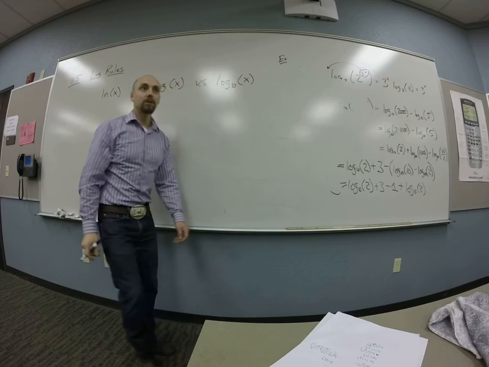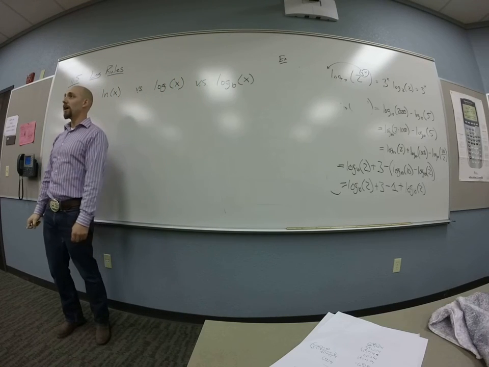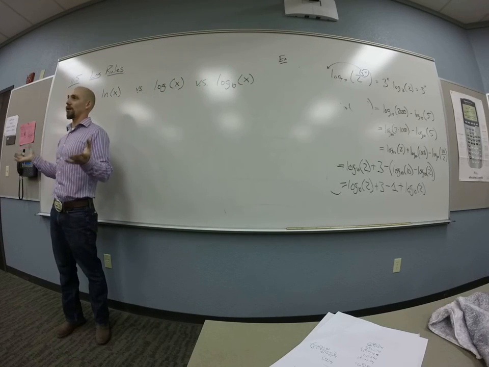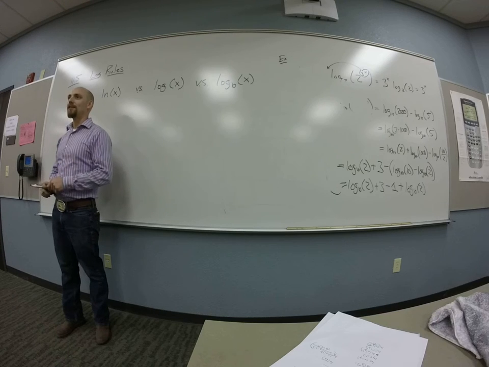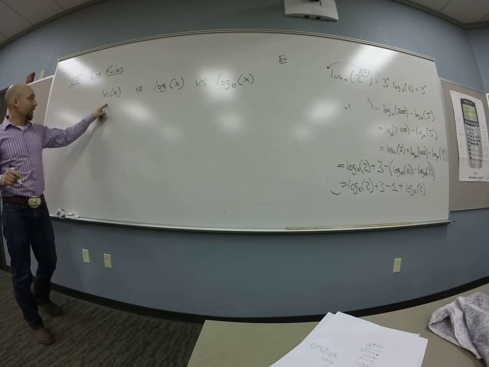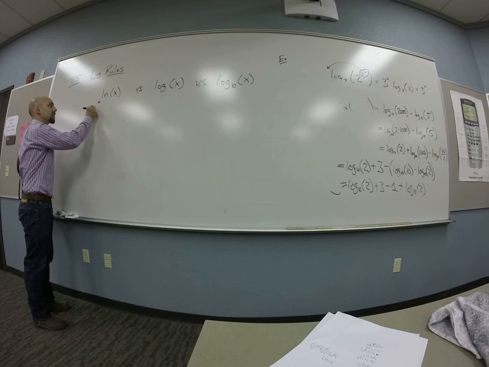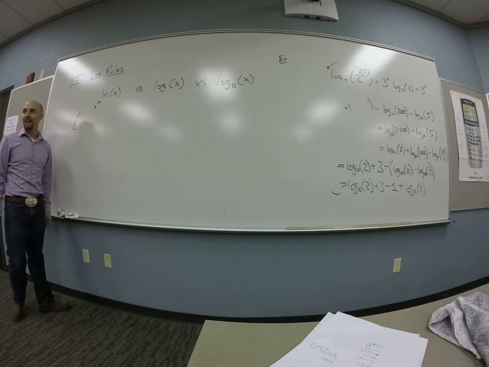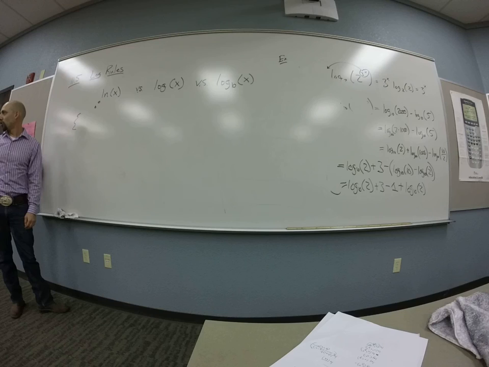These symbols are in your book, and they all mean a logarithm, right? This one on the left is an L and then an N, it's just an ln. So this is called the natural logarithm.